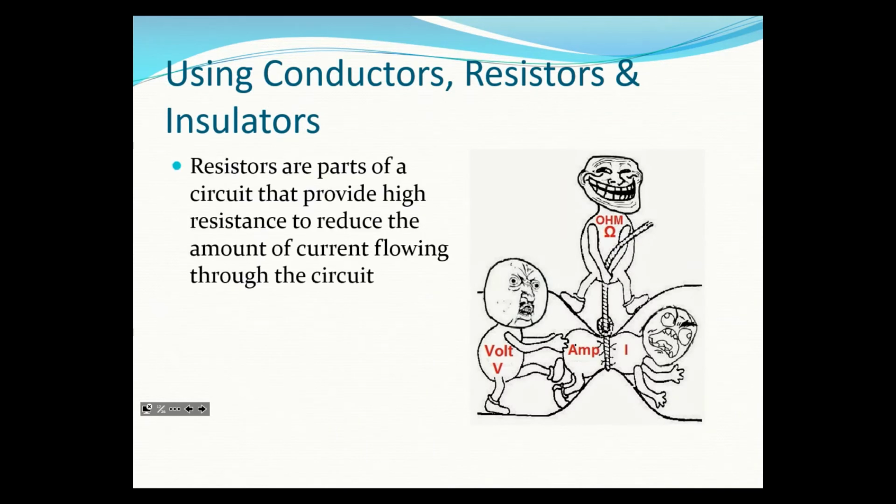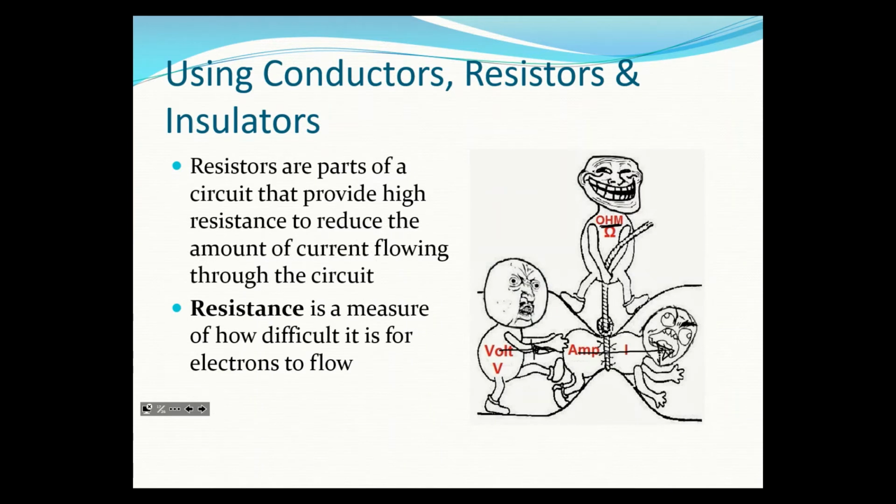So resistors are part of the circuit that provides high resistance to reduce the amount of current flowing through the circuit. So this little picture here shows a really good image of what everything does in a circuit. So the voltage pushes everything along. Without a voltage, nothing would happen. So it gives it that push. Current is the electrons flowing through the wire, and then your resistance, which is measured in ohms, that's why it's here, sort of tries to strangle that off and doesn't allow current to flow through like it would want to.